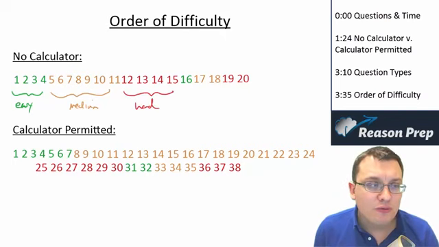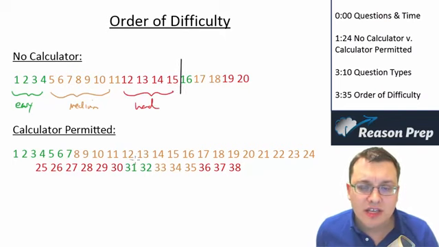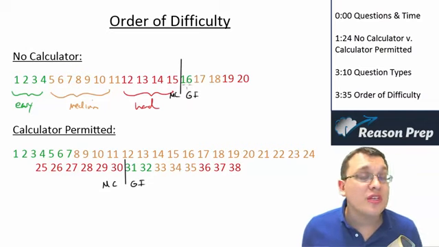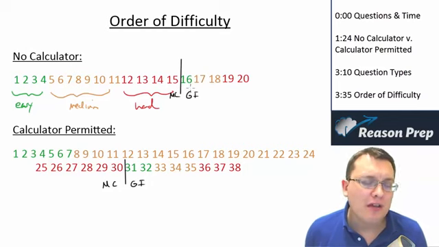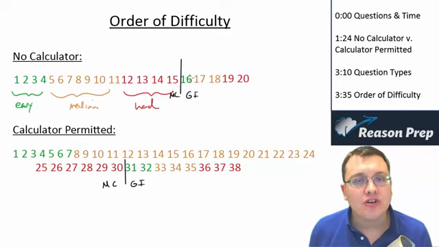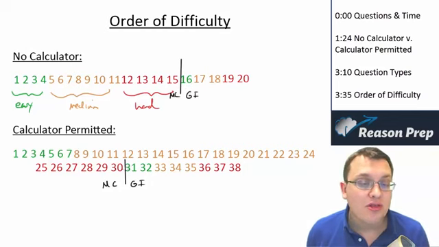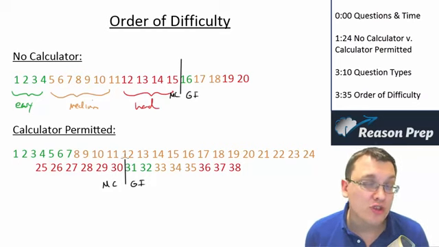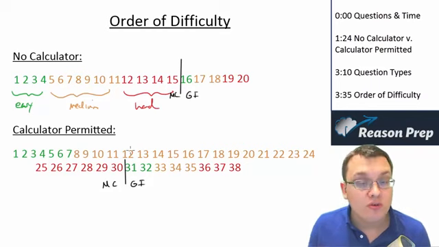Now note, it restarts again. In fact, this occurs in both of the sections, because this is where the multiple choices and the grid-ins split. So when you go to your grid-ins, your difficulty resets a little bit. Maybe not to an easy question, but certainly to an easier question than number 15. 31 will certainly be easier than 30. So that's one thing. So you really have almost 2 sections in one in terms of the order of difficulty.